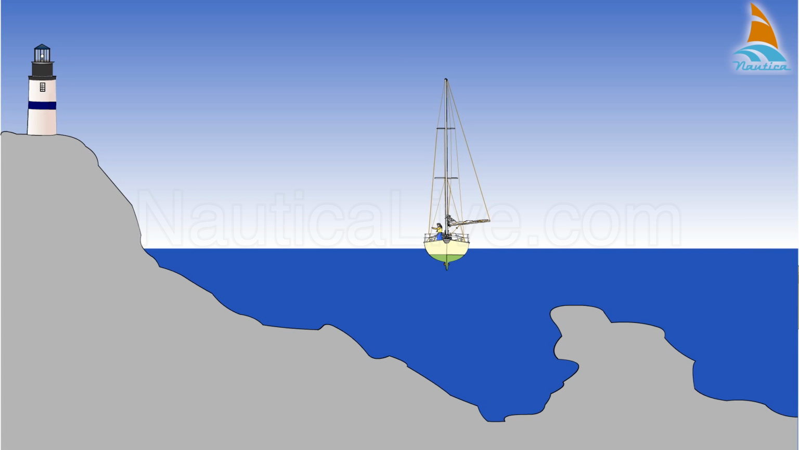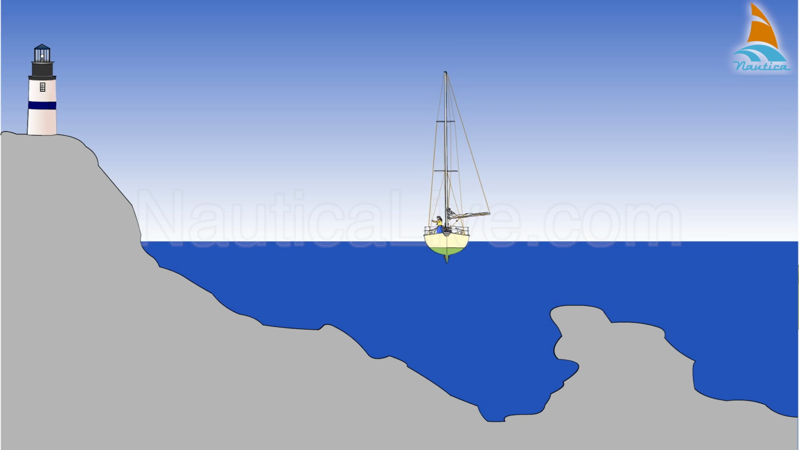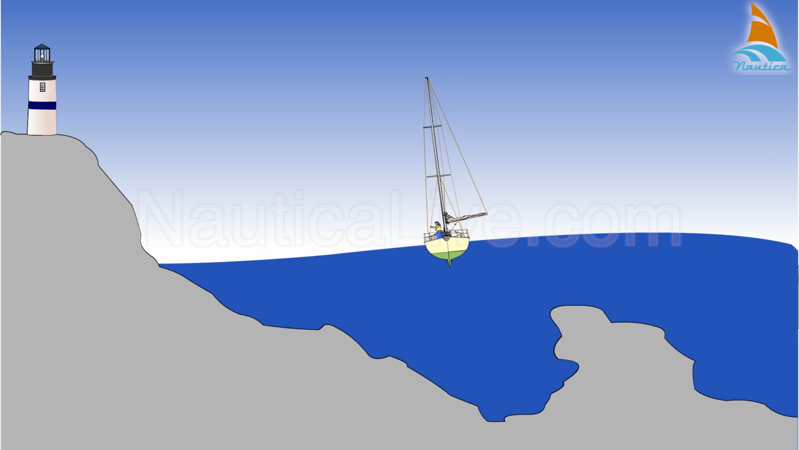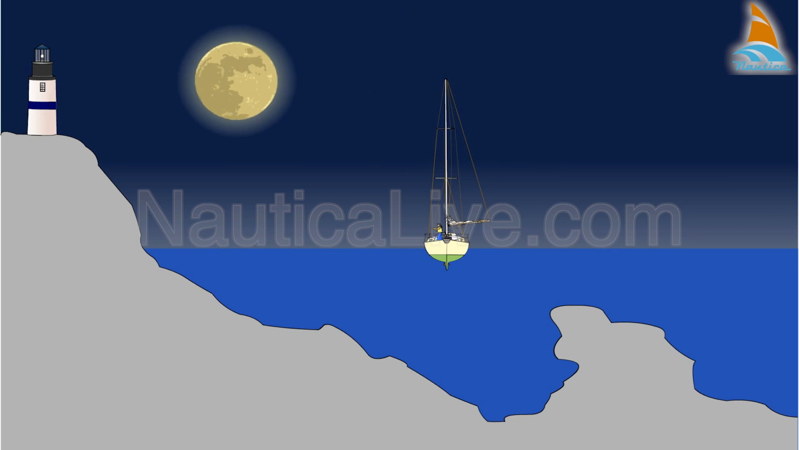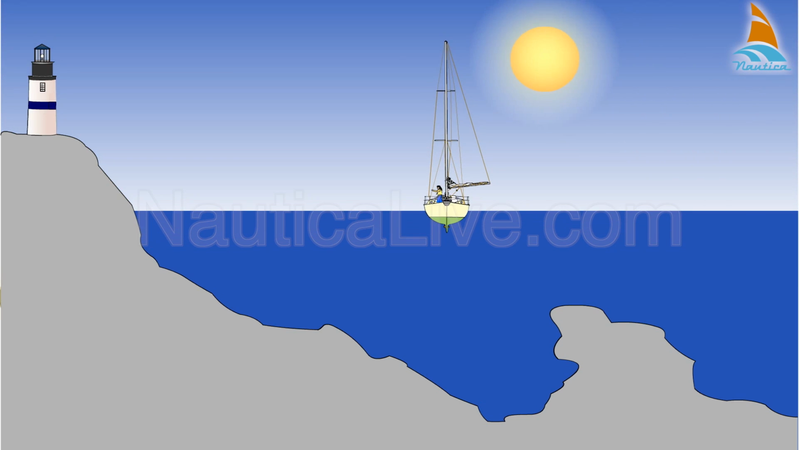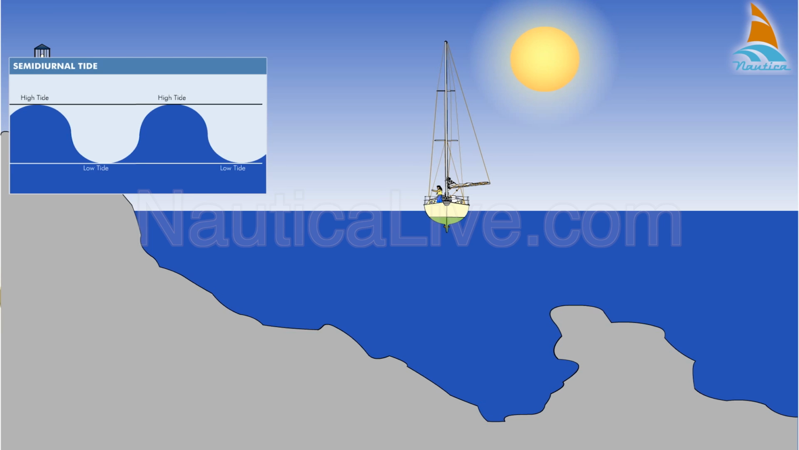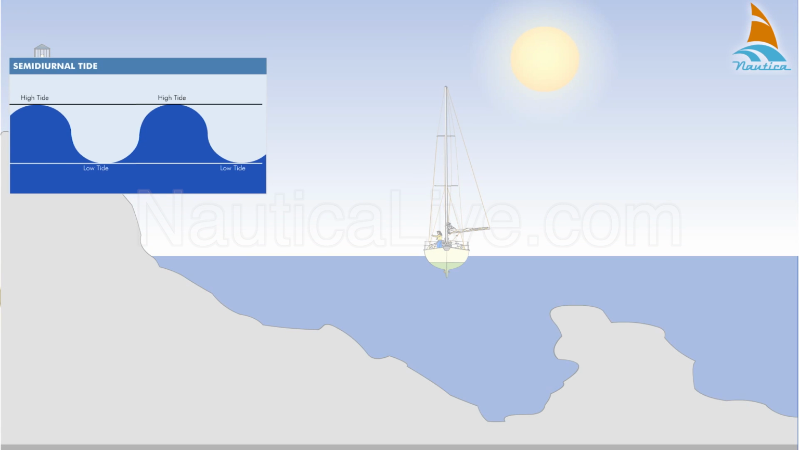Tides are the vertical rise and fall of the surface of a body of water, caused primarily by the gravitational attraction of the Moon and, to a lesser extent, the Sun. The rotation of the Earth is the primary cause of two high tides and two low tides per day, also called semidiurnal tide, experienced in most parts of the world.